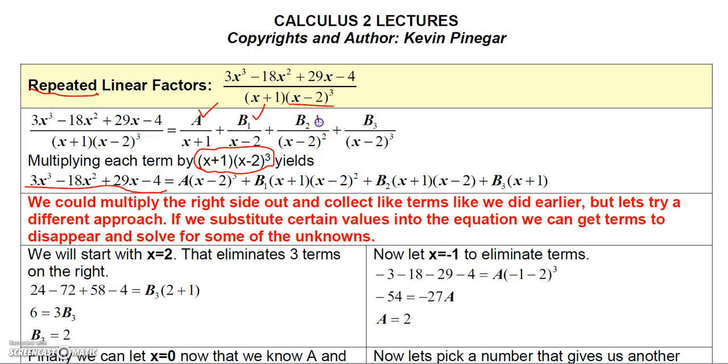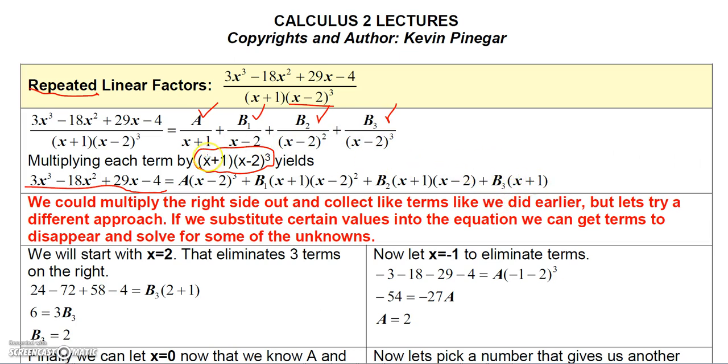And then if I multiply this term by the LCD, 2 of the x minus 2 factors will cancel. So I'll have B2 here times x plus 1, and then only one of the x minus 2 factors would remain. And then finally, if I multiply this term by this LCD, all of the x minus 2 factors would cancel, and I would just have B3 times the x plus 1.